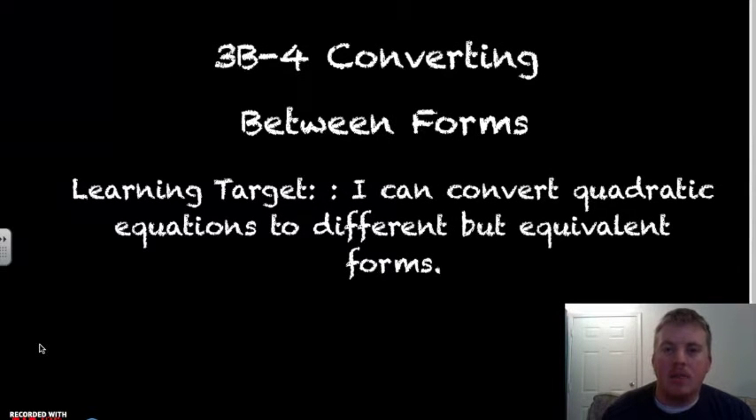Today we're going to be converting between different forms of quadratic equations. Specifically, we're going to be looking at moving from vertex form to standard form and from standard form back to vertex form. So our learning target today is that I can convert quadratic equations to different but equivalent forms.